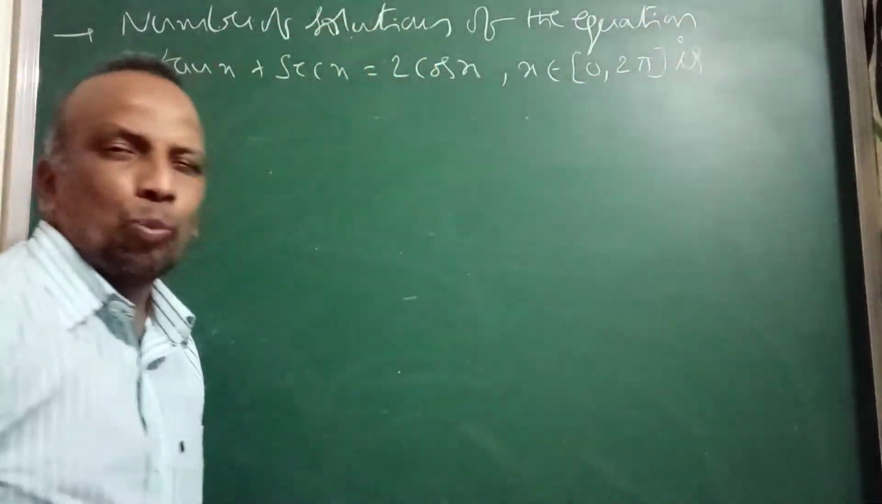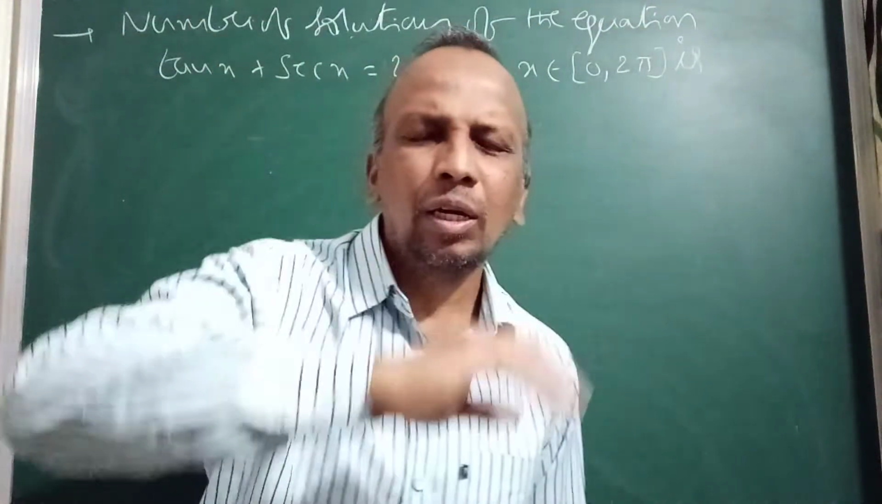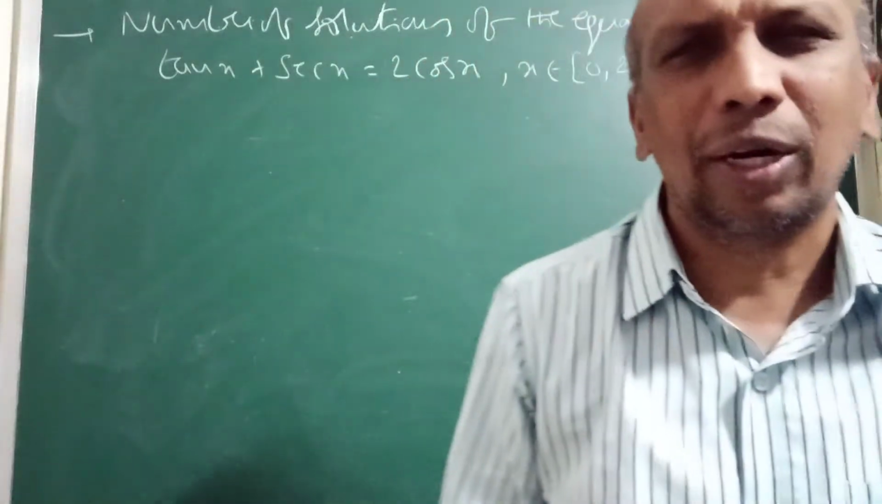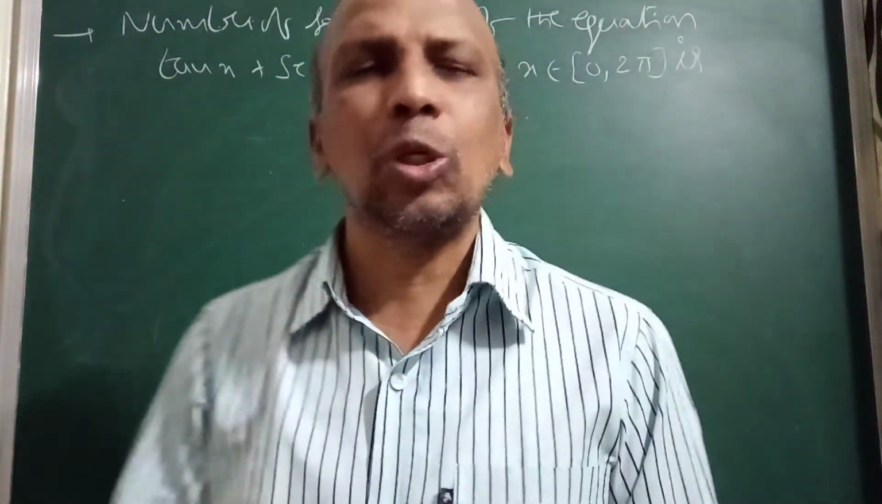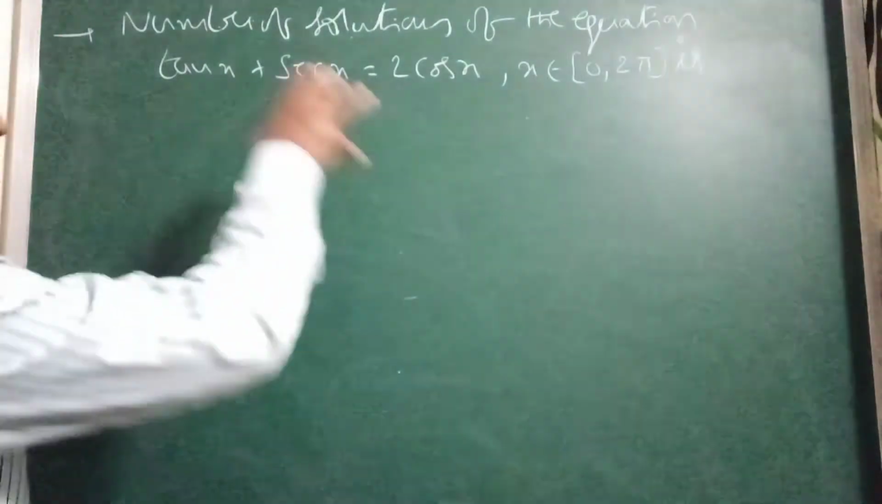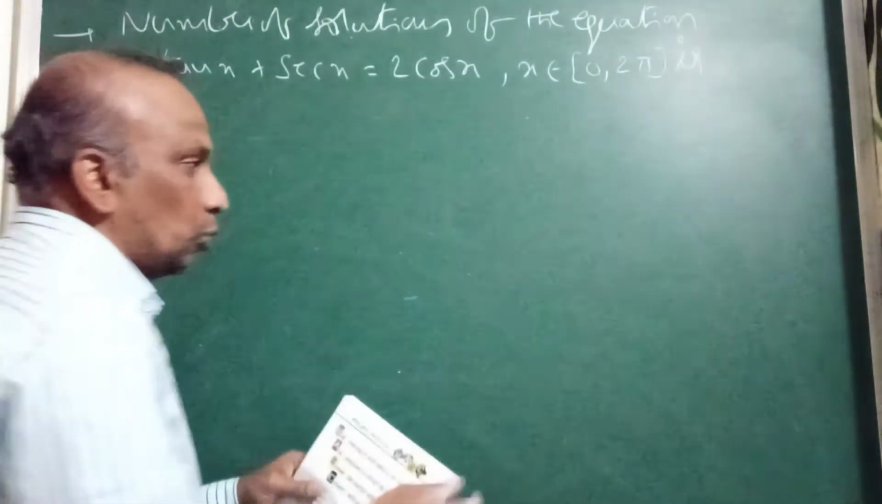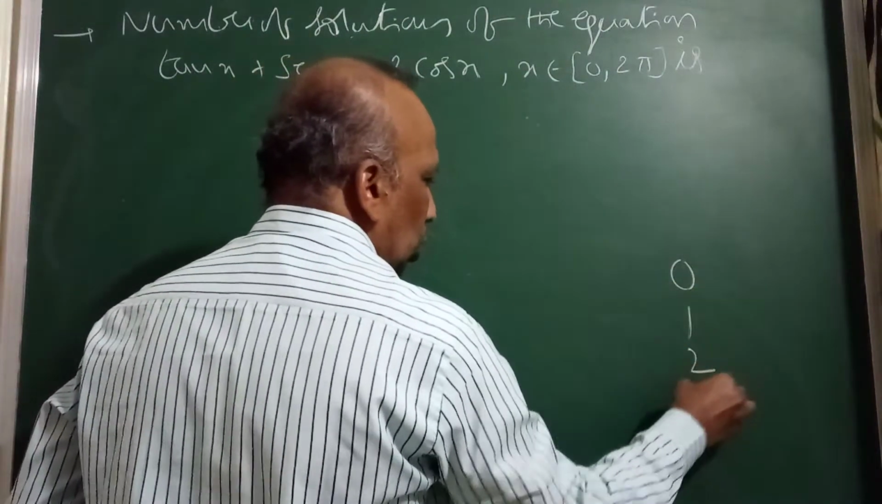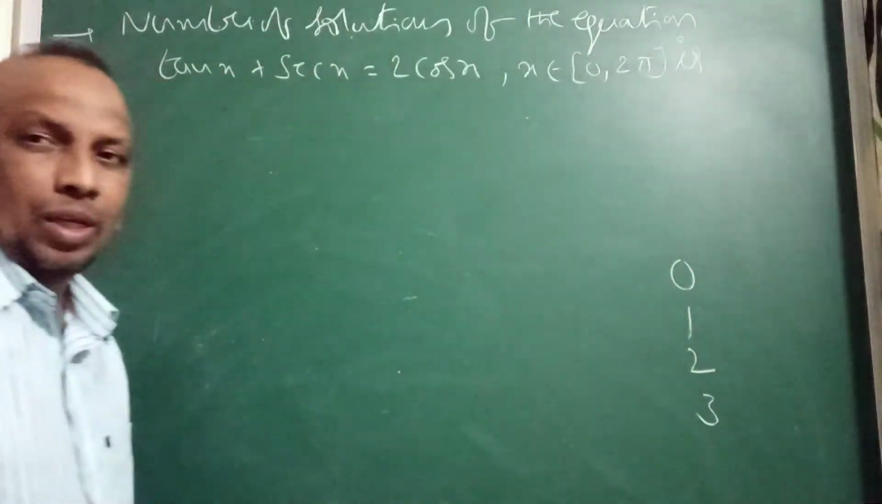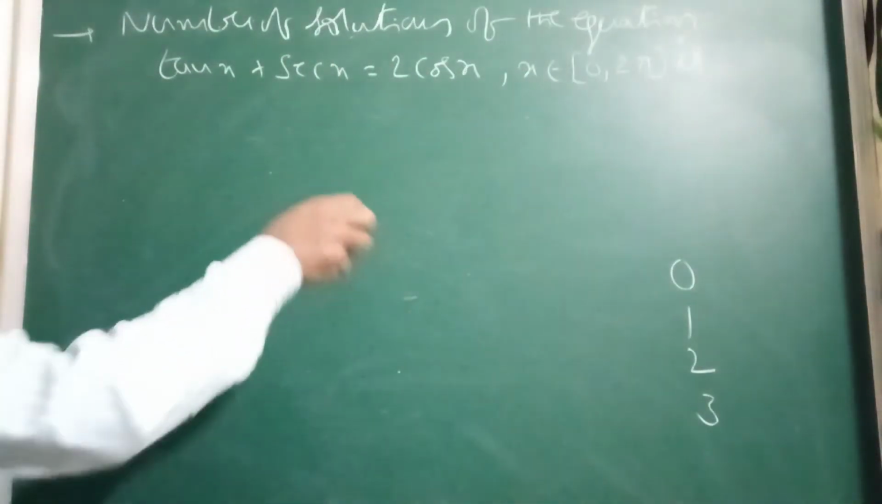So 0 comma 2 pi is one complete rotation, right? So they are asking in the first 4 quadrants. So x belongs to the closed interval 0 comma 2 pi. In this problem, the given options for the number of solutions are 0, 1, 2, 3. Be careful when you are doing this problem.